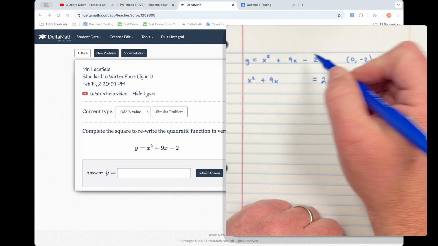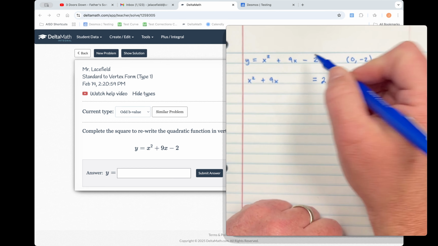And we're going to take half of 9 and multiply it by 2. Or half, or, not multiplied by 2. We're going to take 9 and divide it by 2, multiplied by a. Our a is 1 in this case. So we're just going to add 9 divided by 2 squared to both sides.